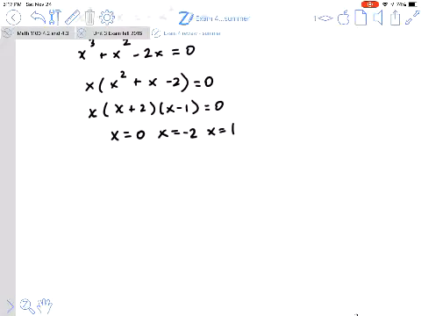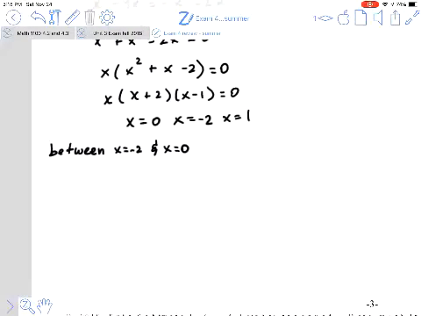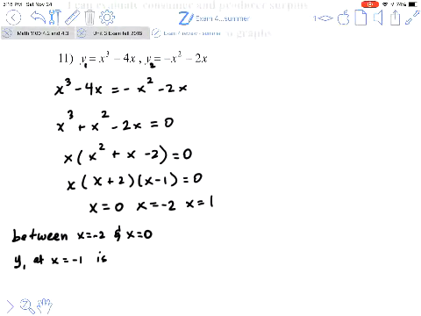I'm going to start between negative 2 and 0. Between x equals negative 2 and x equals 0, what you need to do is choose a number between those, something like x equals negative 1, and plug that into both functions. So y1 at x equals negative 1: negative 1 cubed is negative 1, and then negative 4 times negative 1 is positive 4, so that's going to give me a 3.